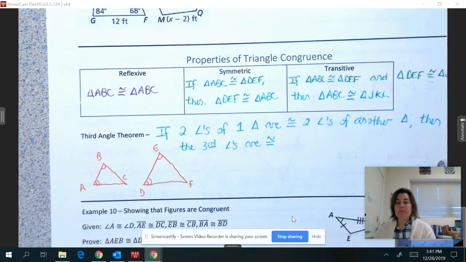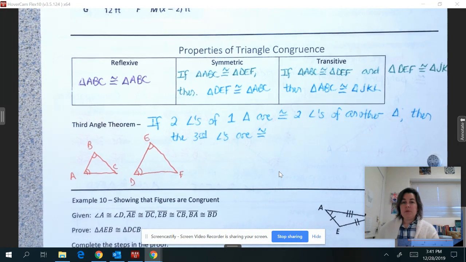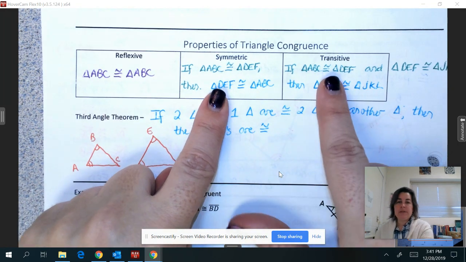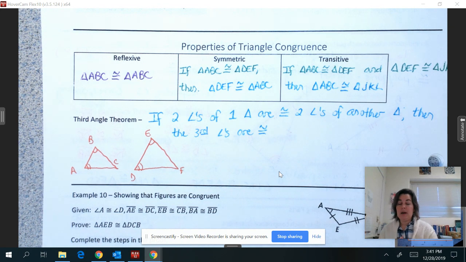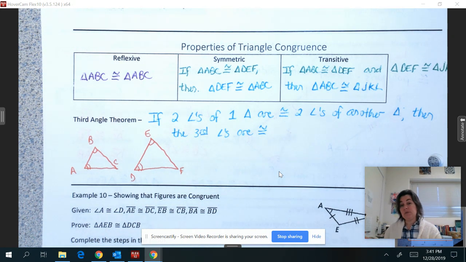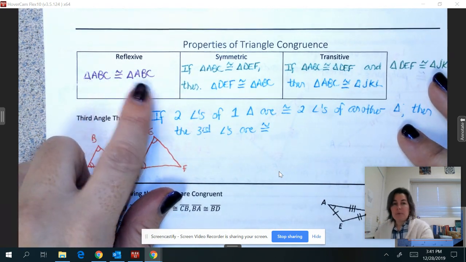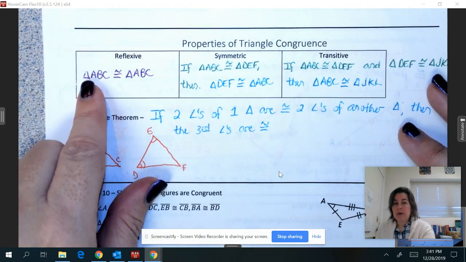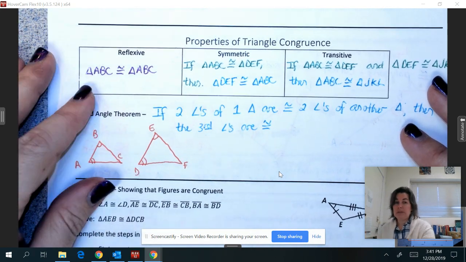Okay, we are in the middle of page 6, properties of triangle congruence. So these reflexive, symmetric, and transitive properties are things we've done so far with angles and side lengths, but now we need to show that it's also true for polygons. So a triangle is an example. So the reflexive property, remember, is just like looking in a mirror. So you have the exact same things. So whatever you have is congruent to itself.